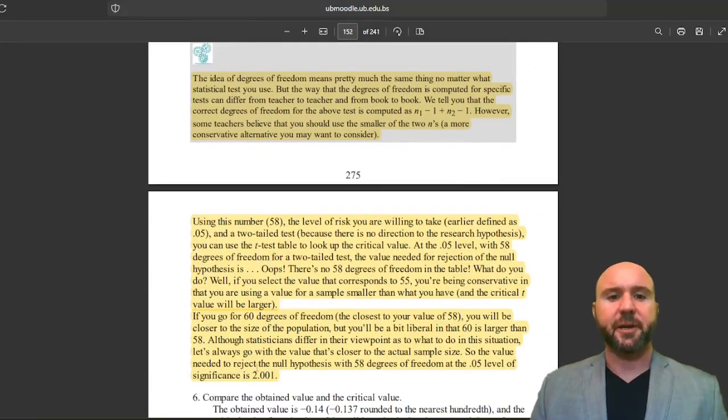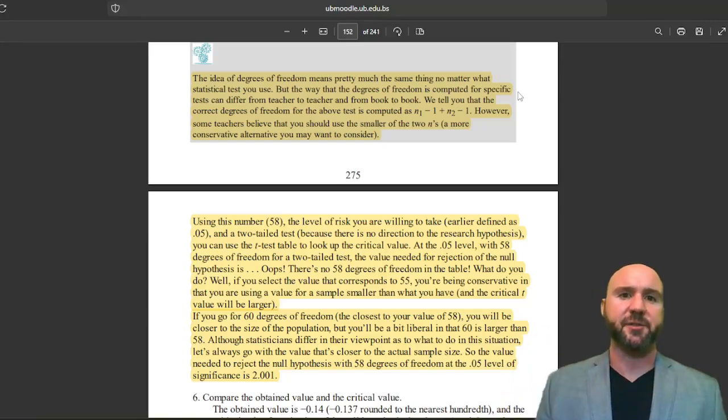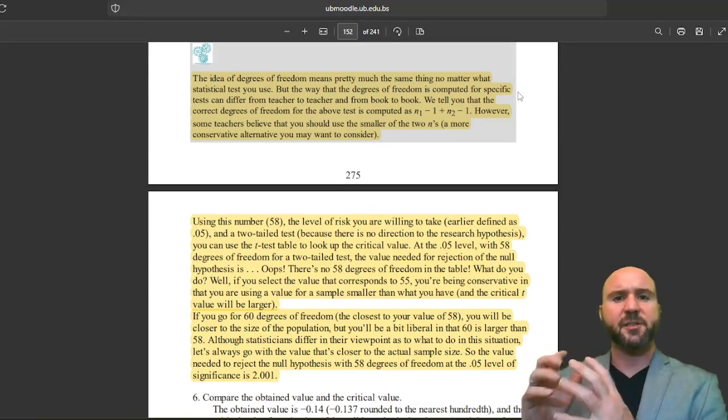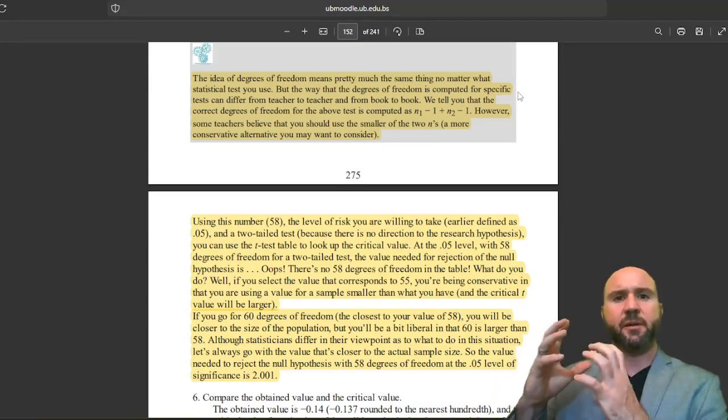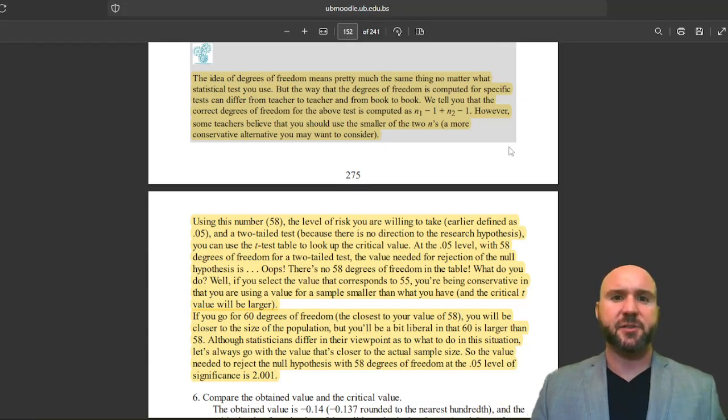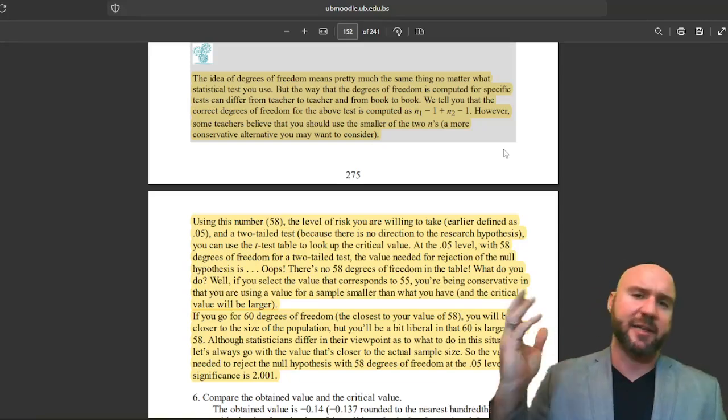So there's a pretty good explanation here. For this one, it's just n1 - 1 plus n2 - 1. So you're taking the sample size minus 1 of group 1 plus the sample size minus 1 of group 2, and then adding them together. That's how you know. Typically, since you're dealing with a t-test, it's 2 different groups. Whatever the degrees of freedom are, add 2 to that, and that's the sample size.